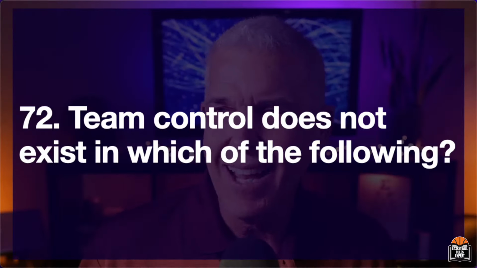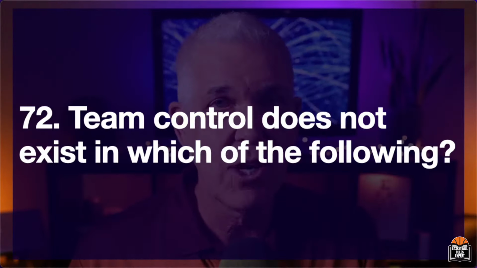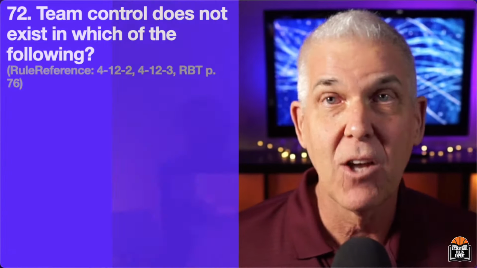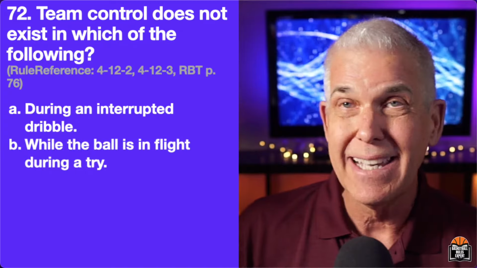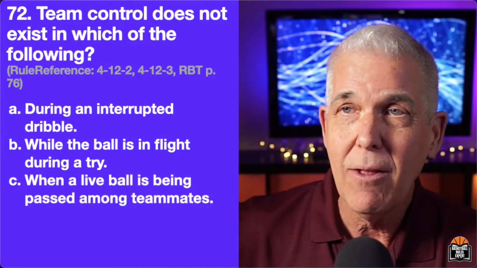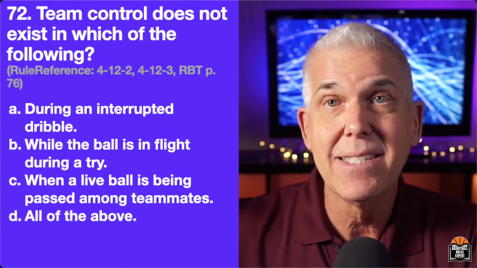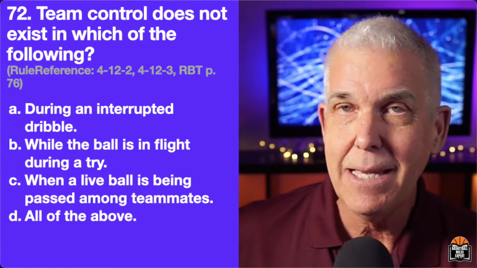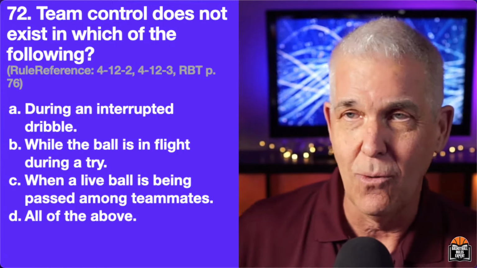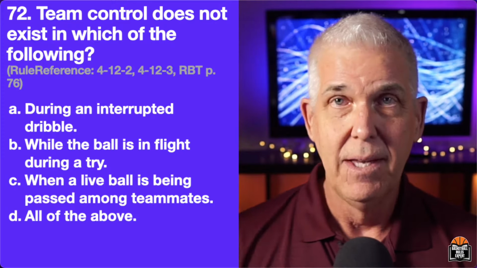Team control does not exist in which of the following? Understanding control is really critical. During an interrupted dribble, is there team control? While the ball is in flight during a try, is there team control? C, when a live ball is being passed among teammates, is there team control? Or D, all of the above?